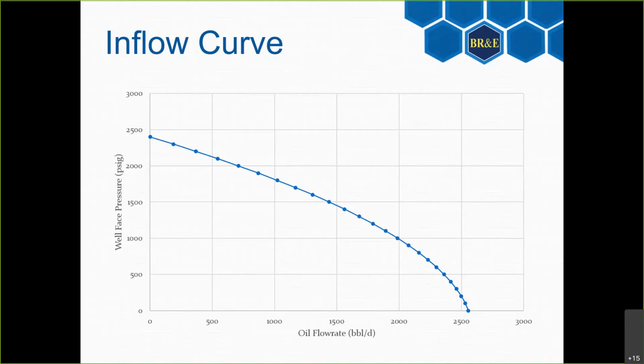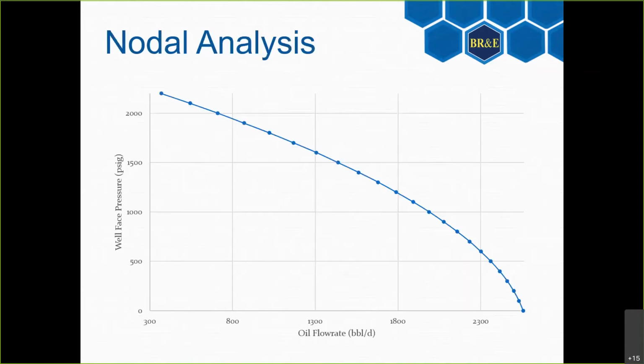And so we have basically here two different equations that produce two curves, the inflow curve and the outflow curve. And we have two unknowns, which is the well face pressure and the well face flow. Nodal analysis will be the process of taking these inflow and outflow equations and figuring out where they meet. And so we have our inflow curve here. We overlay our outflow curve on top of it, and you'll find the intersection point.